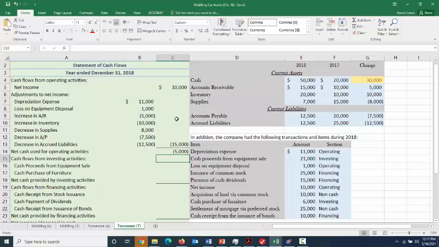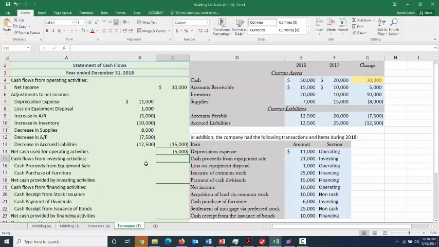Hopefully this was offset by something else, and we know that it needs to be because we had a positive increase to cash. So hopefully somewhere in these investing and financing activities we're going to be bringing in some money. Let's figure that out. For our investing activities, we had two items: the cash proceeds from the equipment sale, we determined that goes there, and the cash purchase of furniture.